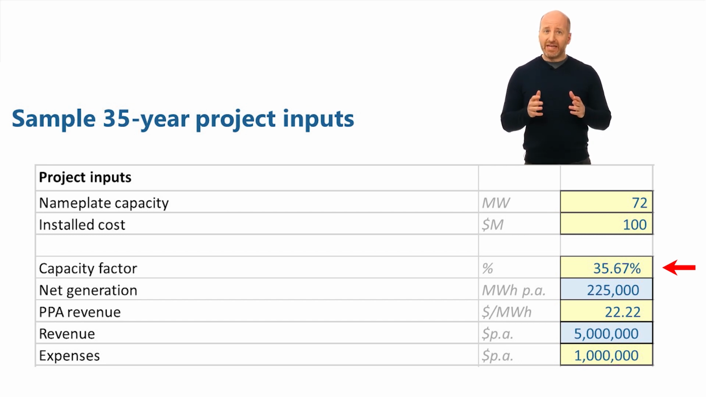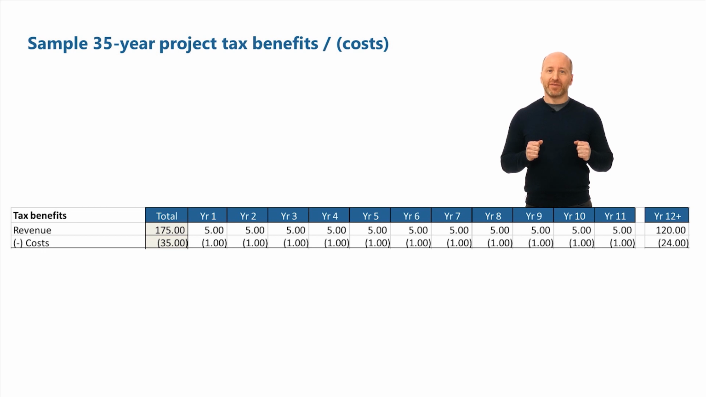With a PPA tariff of $22 per megawatt hour and no escalation over time, the revenue would be forecasted to be an even $5 million per year. Again, a nice round number. And let's just say the operating costs are forecasted to be $1 million annually, also assuming no escalation over time. So when we look at the operating income of the project, with $5 million of revenue less $1 million of costs, we have $4 million in EBITDA.